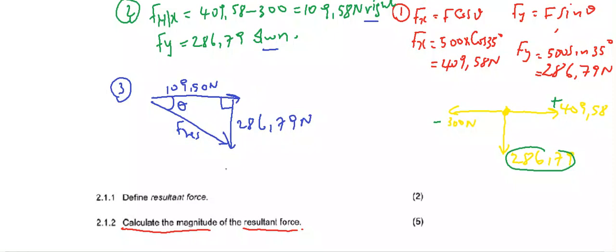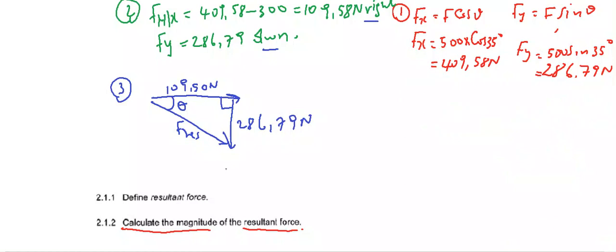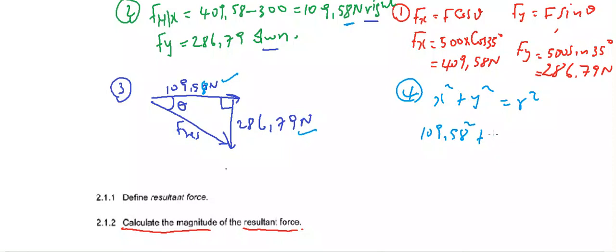Then step number 4, use Pythagoras theorem. Now let's use the Pythagoras theorem. I can remove this one. I don't need it now. I'm done with it. Step number 4, let's use the Pythagoras theorem. That is x squared plus y squared is equal to r squared. X wethu sijonga la. Now x 109,58 squared plus y wethu. Now y wethu is 286,79 squared, which is equal to F rest squared. Then let's press the calculator.